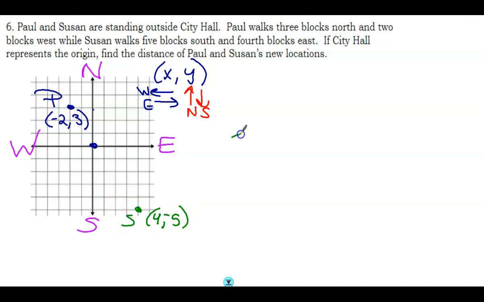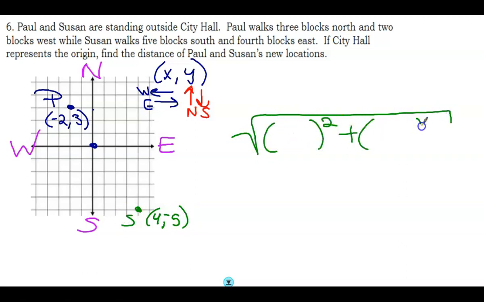So we need to figure out the distance. You can determine whether Paul is x1, y1, or if Susan is x1, y1. Or x2, y2, it's up to you. I'm just going to go 4 to negative 2. So 4 and a negative 2. Now remember, there's a subtraction sign in between them. So my x's are 4 minus a negative 2. And then my y's, negative 5 minus 3. And then we will solve.